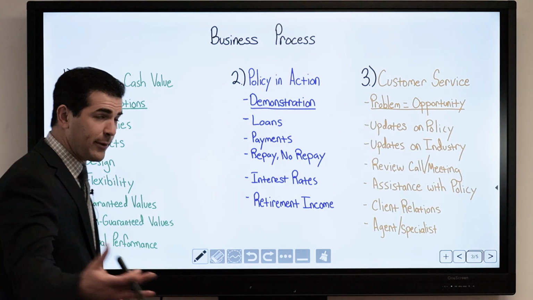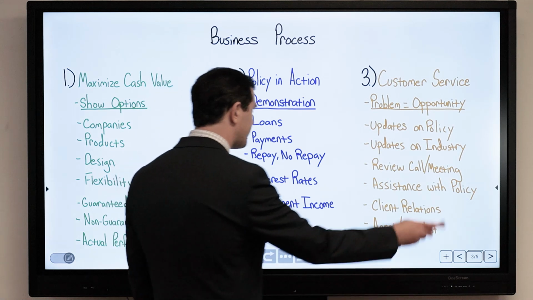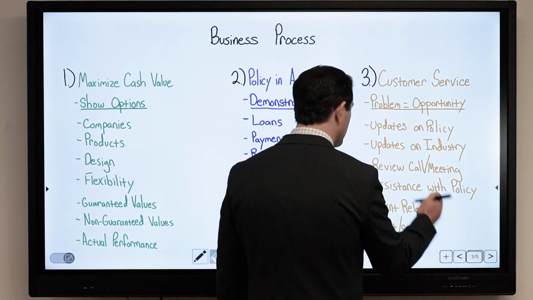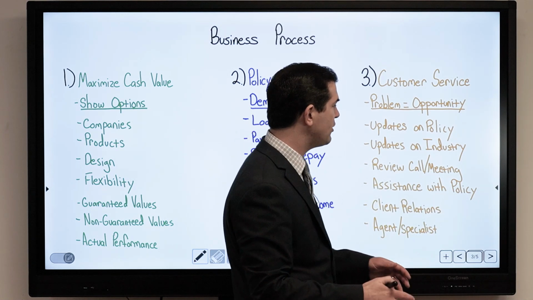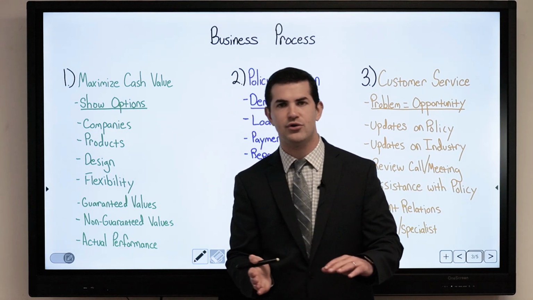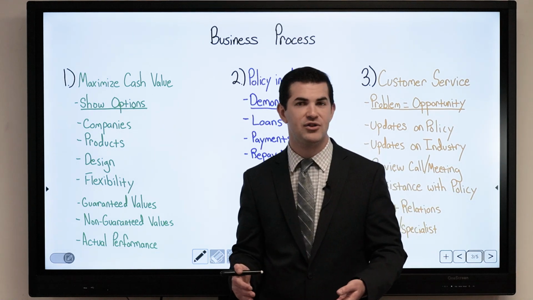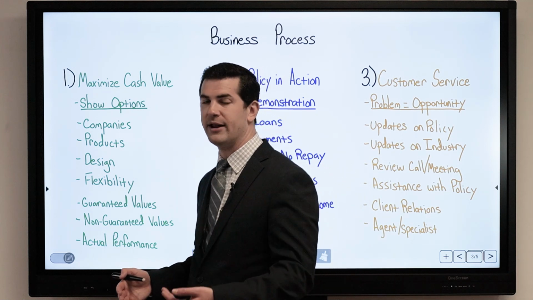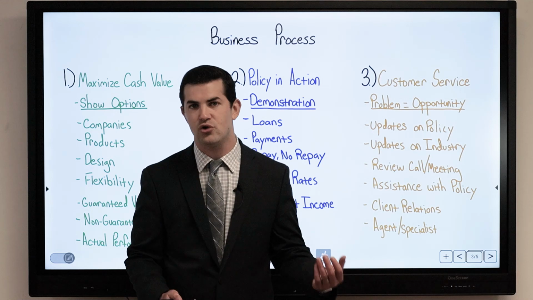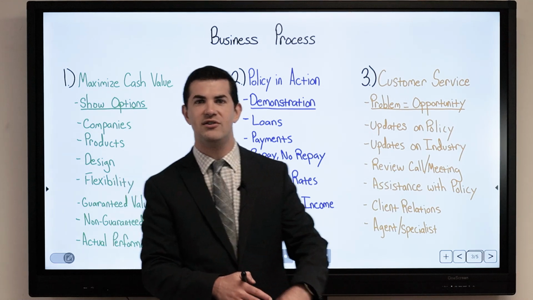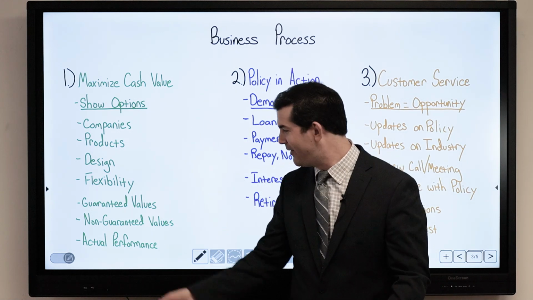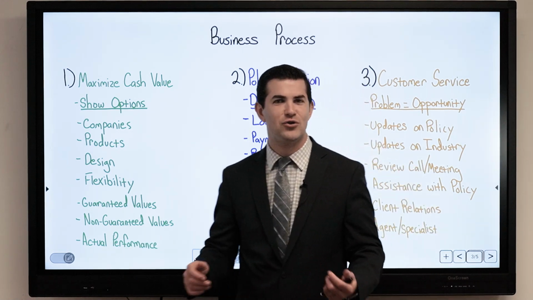With customer service, our process specifically here provides updates on your policy, updates on the industry, review calls and meetings. We have a process that everyone we've worked with for years, we reach out to you every 6 months for a review call or review meeting. We also provide an updated client audit report, an in-force illustration. This way we can track the performance, see the original projection, what was projected, what's actually happened, since we always talk about actual performance here. Very, very interesting to do that.